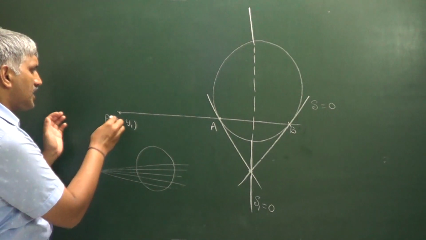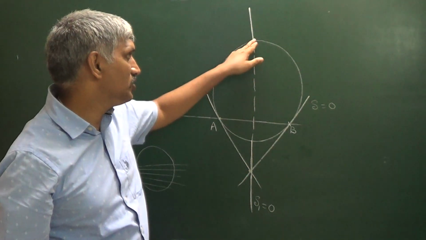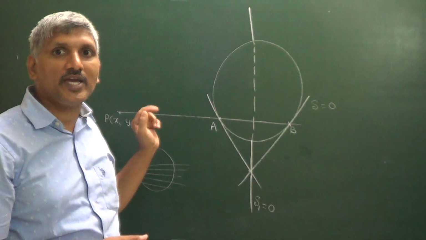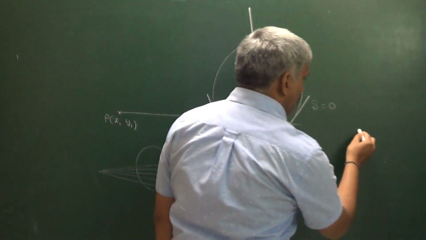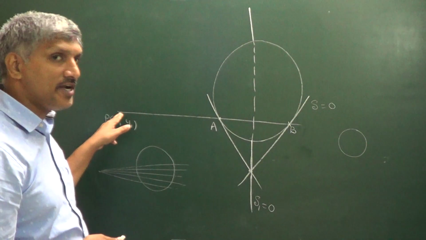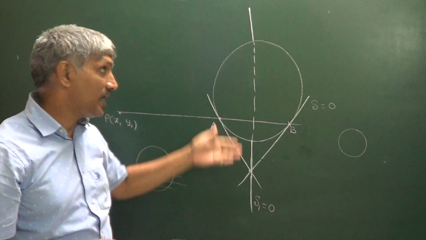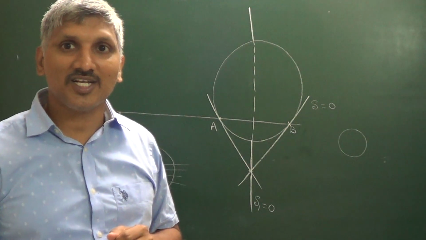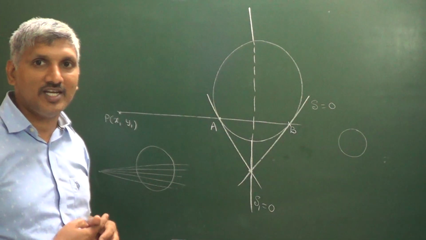When the point P(x1, y1) is outside the circle, the polar cuts the circle at two points. When the point P(x1, y1) is outside the circle, the polar intersects the circle, right? Then the equation of the polar is S1 equal to 0. This S1 equal to 0 is nothing but the chord of contact of the point P(x1, y1) with respect to the circle S equal to 0.